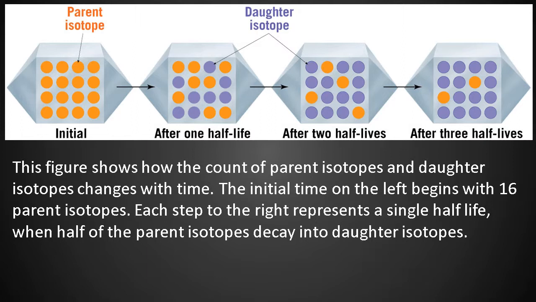How many parent and how many daughter isotopes exist after 2 half-lives? Yes, 4 parents and 12 daughters. How many parent and how many daughter isotopes exist after 3 half-lives? Yes, 2 parents and 14 daughters.